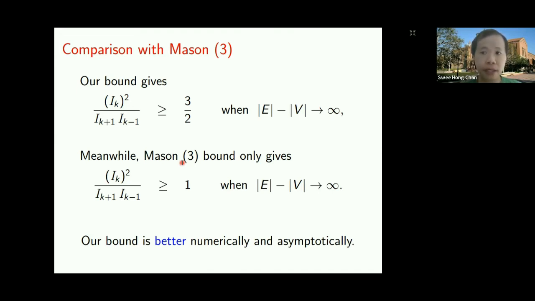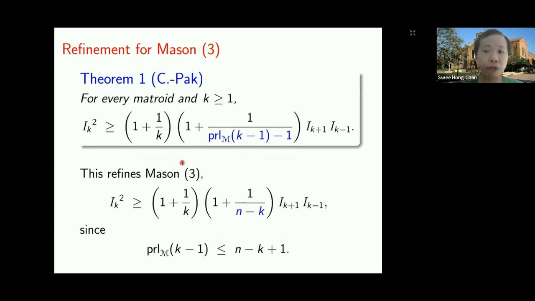Okay, if everybody is happy with the case for graphs, let me now show you our first main result, which is our refinement for all matroids, not just for graphs. Our refinement is as follows. In Mason 3, we replace the constant n minus k with a new constant that we call the parallel number, and this number depends on two parameters. The first is that it of course depends on k, and the second is that it depends on the combinatorial data of the matroid. I will define this in the next slide, but before that, let me just show you some examples, just so that we have an idea of what this parallel number is.